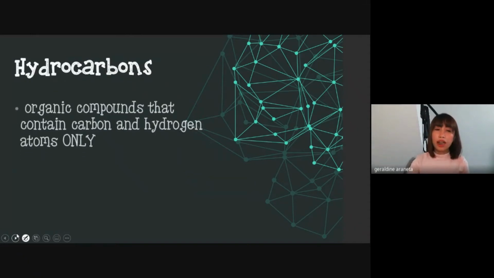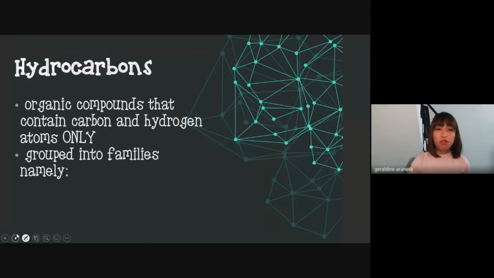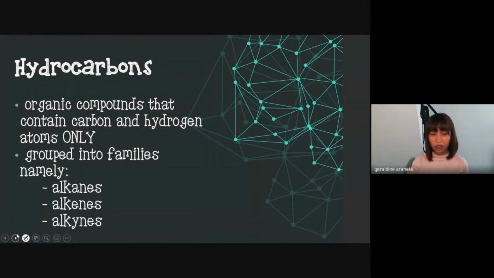Hydrocarbons are organic compounds, organic kasi nga merong carbon, that contain carbon and hydrogen atoms only. They are grouped into families, namely alkanes, alkenes, and alkynes. So don't get confused. I-differentiate natin silang tatlo. So ano ba yung alkanes, alkenes, and alkynes?